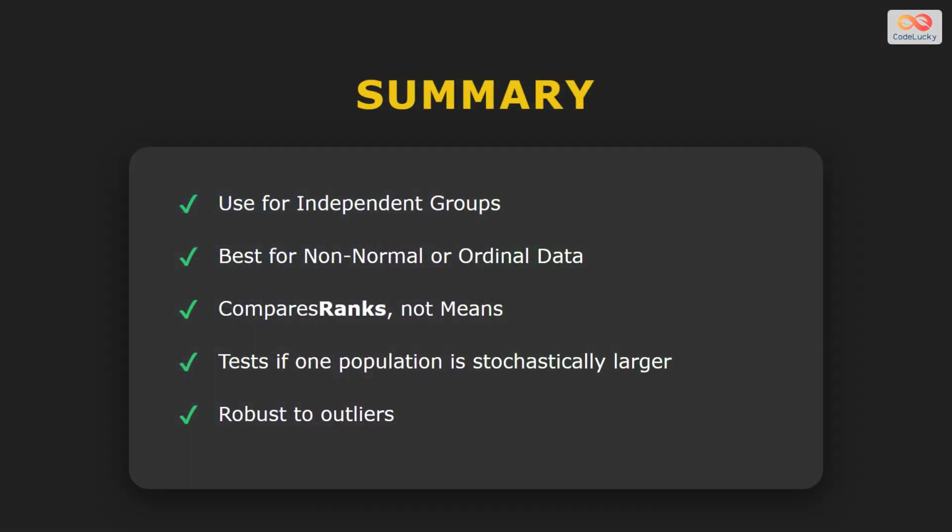To wrap up, remember that the Mann-Whitney U test is for independent groups. It is your best friend when data is not normal or is ordinal. It works by comparing ranks rather than means, making it a robust and reliable test for many research scenarios.